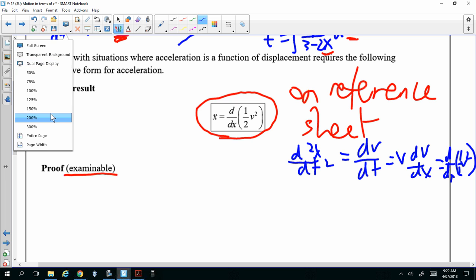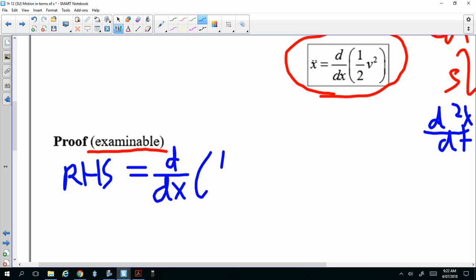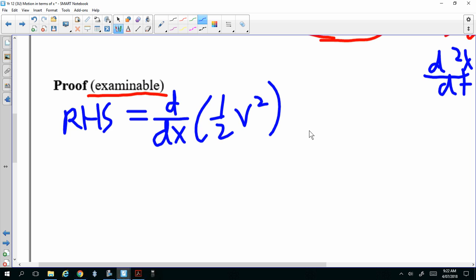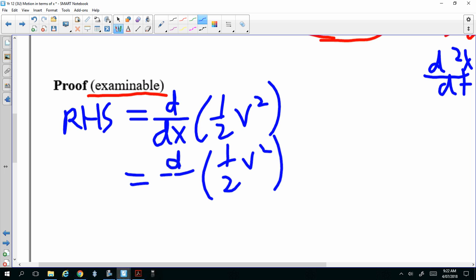So we start from the right-hand side. Let's show why this is half v squared. Why does differentiating half v squared give you acceleration? Okay, so what you do is this. To differentiate half v squared, you have to differentiate with respect to v first. So let's write this in a different color. Half v squared times dx, and you just insert a dv here, dv there. That's your first step. In order to differentiate half v squared, you have to differentiate with respect to v.